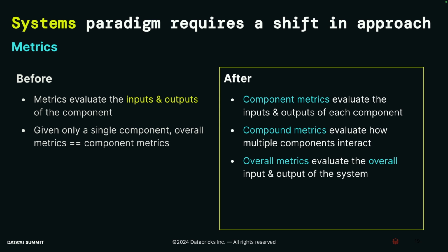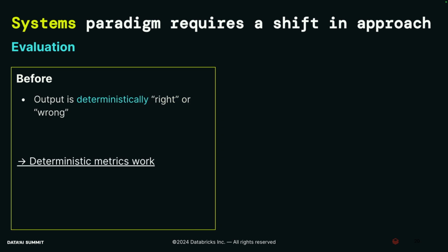Furthermore, because you have all of these different components interacting with each other, we need compound metrics in order to evaluate how those multiple components play with each other. Another step up is that we need overall metrics to measure the system more holistically, to evaluate the overall input and output of that system.